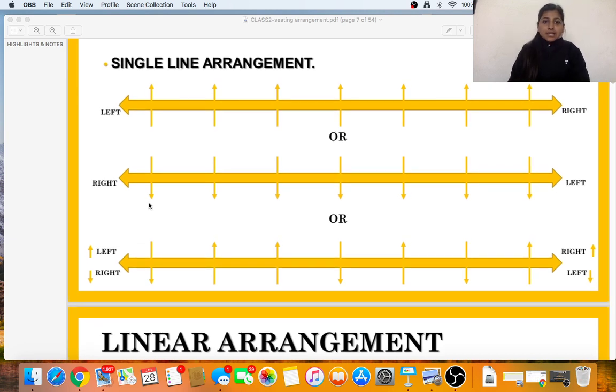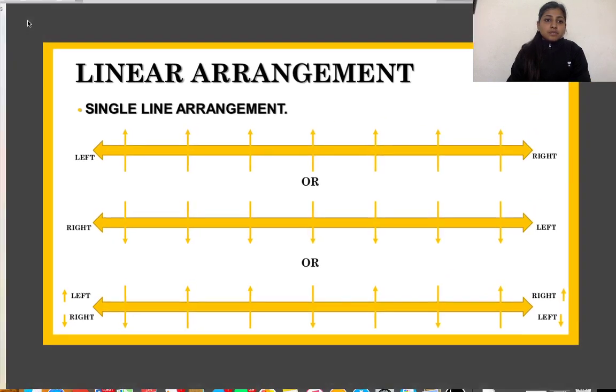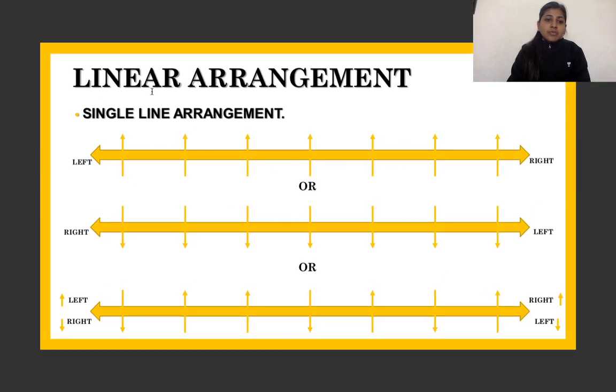It can be a single line arrangement where all the people are facing towards north. See this type where all the people are facing towards north. So their left and right will depend on where the people are facing. Then there can be another type where all the people are facing towards south. So you can see that their left and right have changed accordingly.